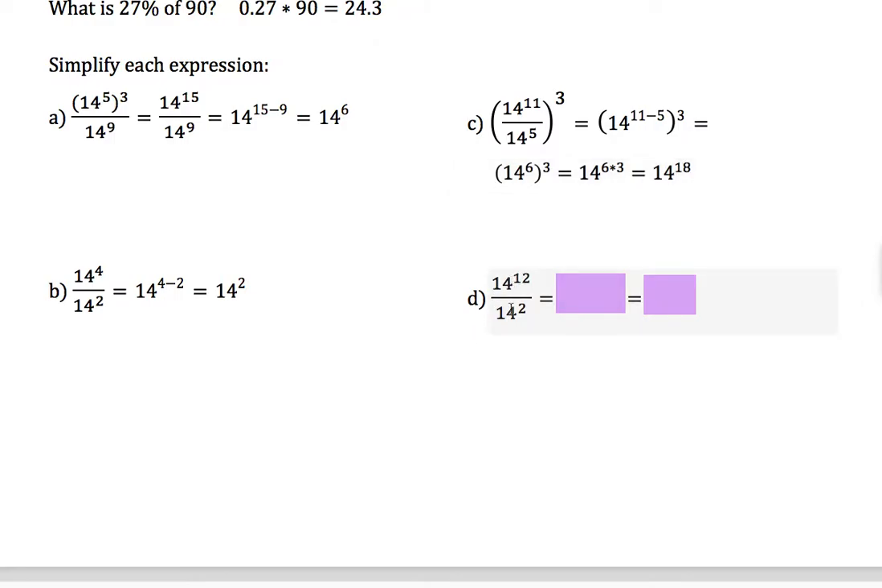And then for D, again, D and B are very similar. We're just subtracting our exponents, and we get 14 to the 10th power.